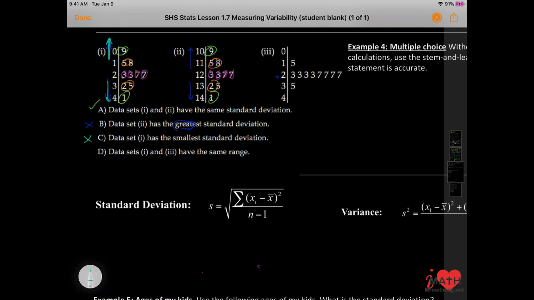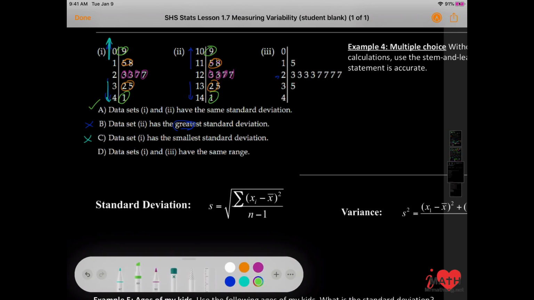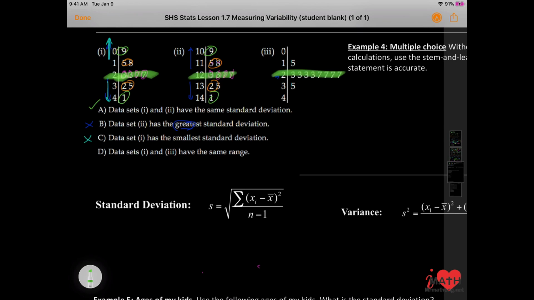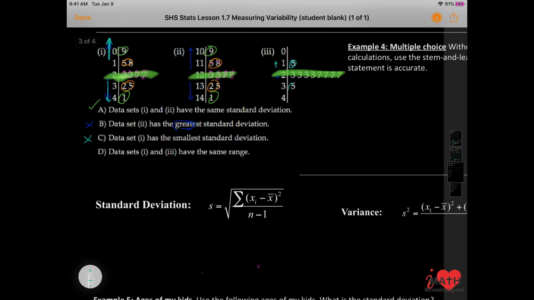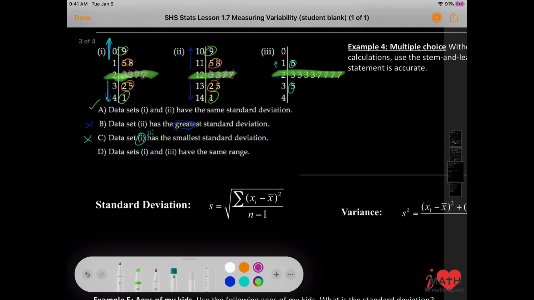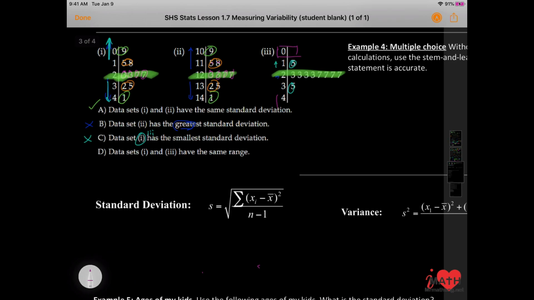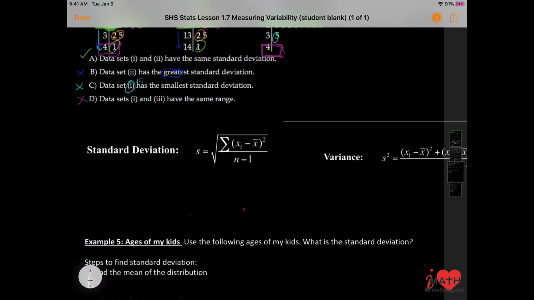But look at this other one here. Let's highlight the middle. There's our middle, right? Look at number 3 there. That one has a lot of data here, so your spread is actually little. There's only one number here. So that one has very little standard deviation. That would actually just be choice 3. And then choice D, data sets 1 and 3 have the same range. No, because you can look at the minimum and maximum, right? This one has no numbers here. This one does, and you can also look at the numbers there. So A is our correct answer.